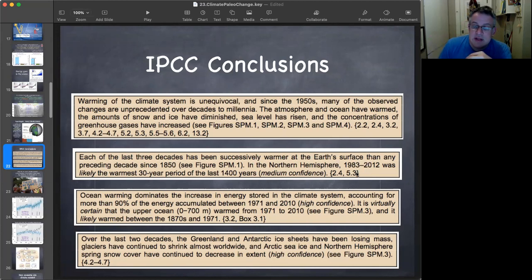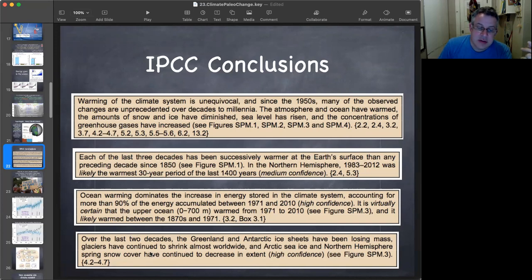In the Northern Hemisphere, 1983 to 2012 was likely the warmest 30-year period in the last 1,400 years. That's a long time. It's not clear which is the limiting factor, whether the record couldn't go back farther or whether this is really warm. Anyway, that's a hell of a statement to say. Ocean warming dominates the increase in energy stored in the climate system, accounting for more than 90%. Great. It's virtually certain that the upper ocean warmed from 1971 to 2010, and it's likely warmed between the 1870s and 1971. So these are the pieces of this budget that we're pulling together.